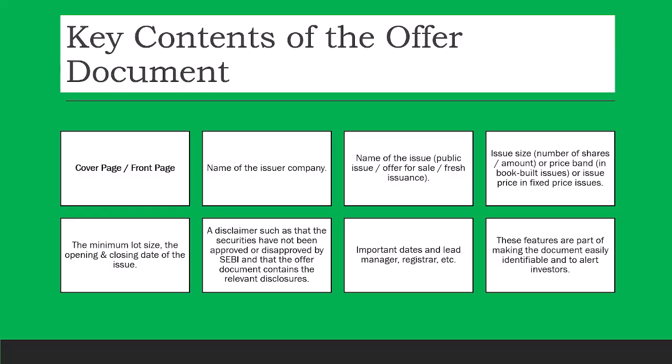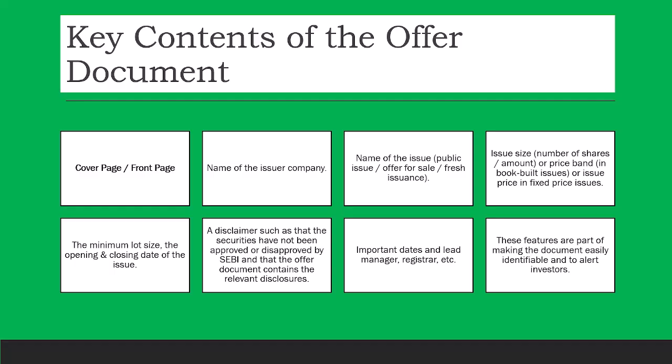Cover page, front page, name of the issuer company, name of the issue, public issue, offers for sale or fresh issuance, issue size, number of shares slash amount or the price band or issue price in fixed price issues. Then the minimum lot size, the opening and closing date of the issue, a disclaimer such as that the securities have not been approved or disapproved by SEBI and that the offer document contains the relevant disclosures, important dates and lead manager registrar, etc. These features are a part of making the document easily identifiable and to alert investors.